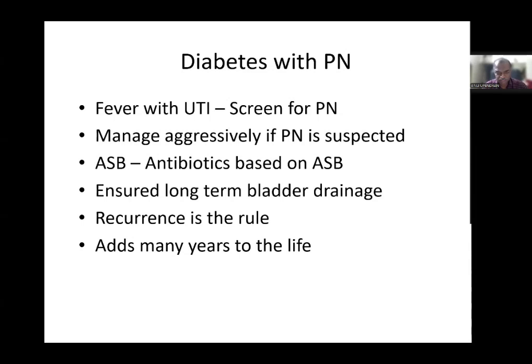Ensure long-term bladder drainage. Recurrence is the rule, but if it is properly treated, it adds many years to the life of this patient. As I said, very often, even though radiologically the disease looks very devastating, if treated, you can add many years to their life. So, treating acute pyelonephritis in a diabetic can be challenging, can be gratifying, and perhaps rewarding as well. Thank you.